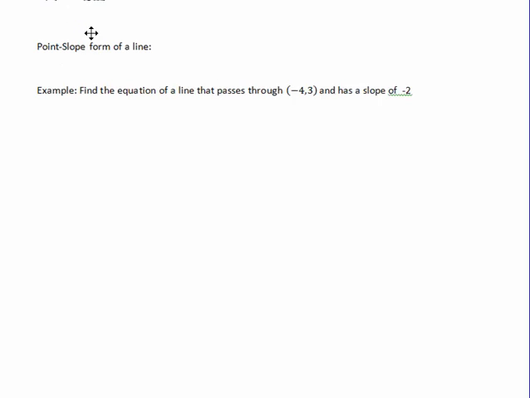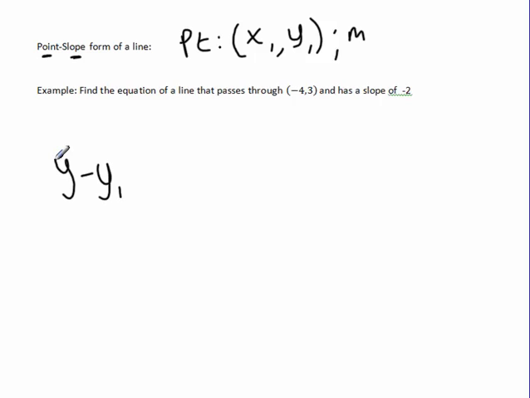The point-slope form of a line: if you have a point and you know your slope, then you can put this together. So the point that you get is x1 comma y1, and our slope is m. So the point-slope form of a line is y minus y1 equals m times x minus x1.